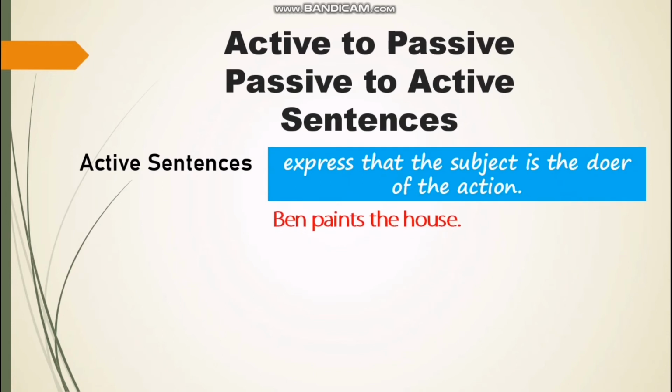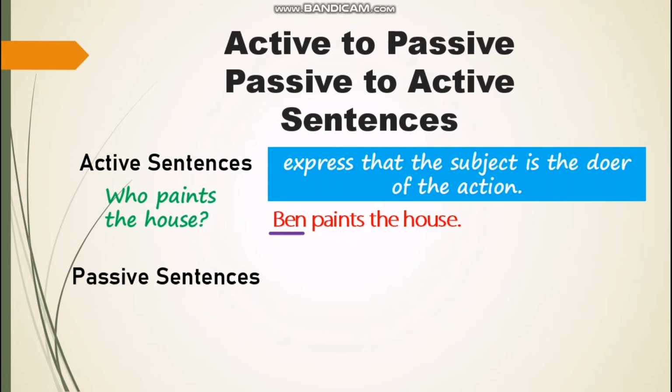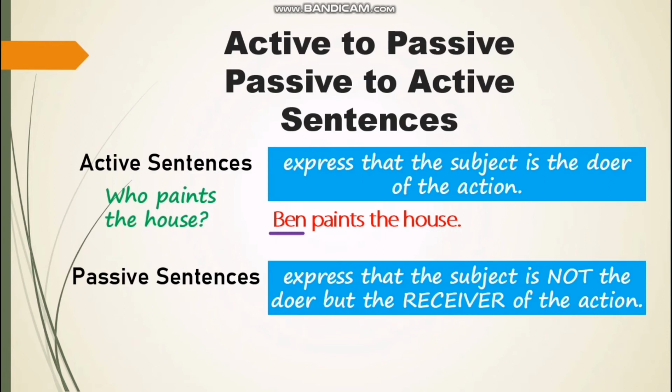So, it is called an active sentence because the subject is the doer of the action, while passive sentences express that the subject is not the doer, but the receiver of the action. Example: the house is painted by Ben. Sometimes we just don't write "by Ben," so it's only "the house is painted."